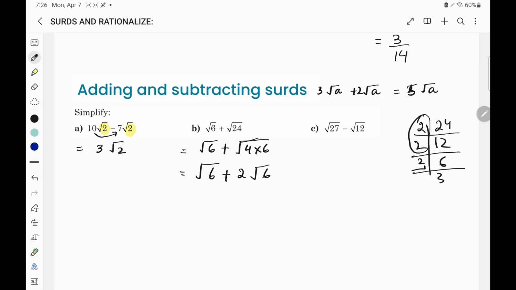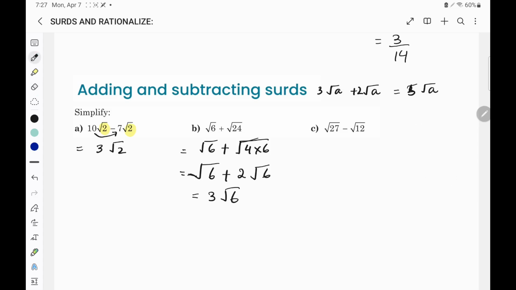Remember, 1 square root 6, nothing is written, it means that 1 is there. 1 square root 6 plus 2 square root 6 means 3 square root 6, and we cannot do more simplification. Now come to the next part.